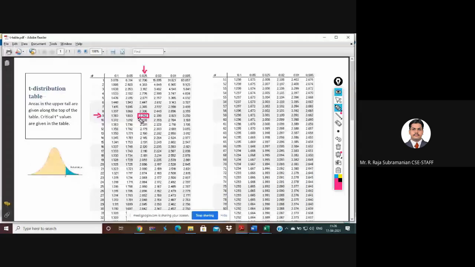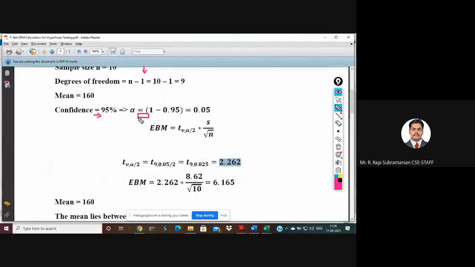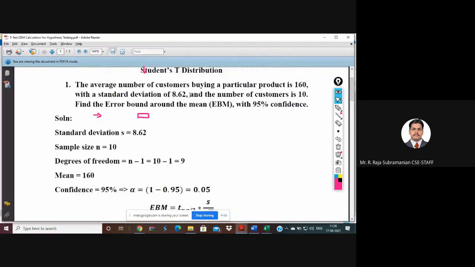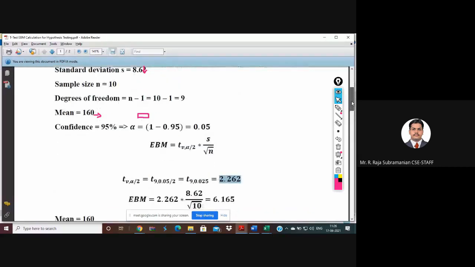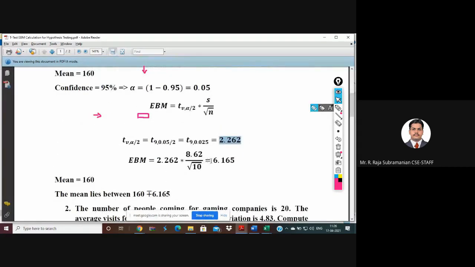I'll go to this particular slide and see. Here, this 2.262, I multiply with 8.62. What is 8.62? 8.62 is given in the question as the standard deviation, divided by root 10, the number of observations. I do that and get the value as 6.165. Then what is the error around the mean? The mean with error can be 160 plus or minus 6.165.